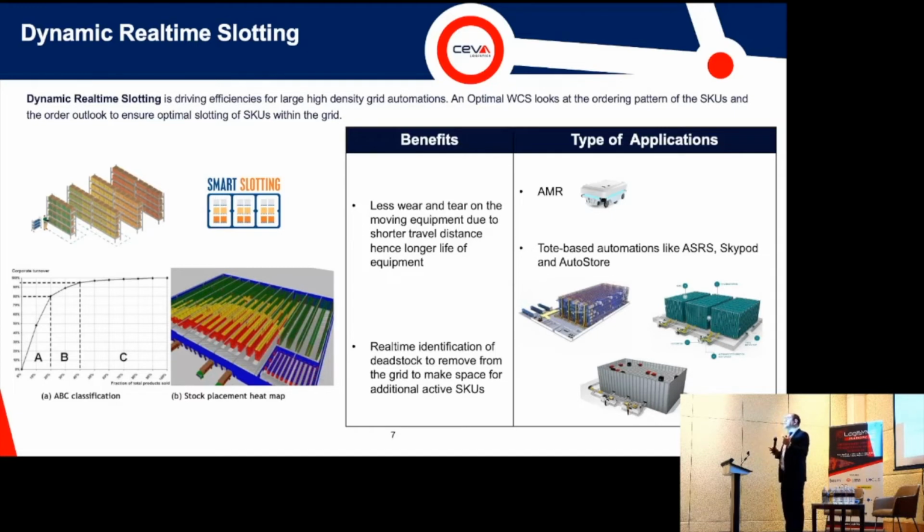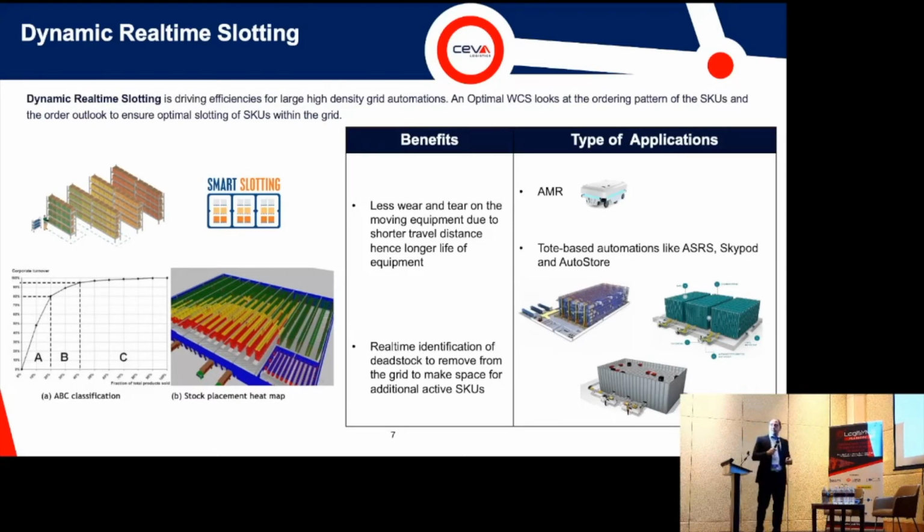Why? Because automation is not a storage solution. Automation is a very expensive piece of storage. So you want to make sure the right SKUs are being hauled into the automation. So why is slotting very important? First of all, less wear and tear. Because as long as we have the A SKUs in the front, you move your robots, shuttles or equipment in the system less, so less wear and tear.